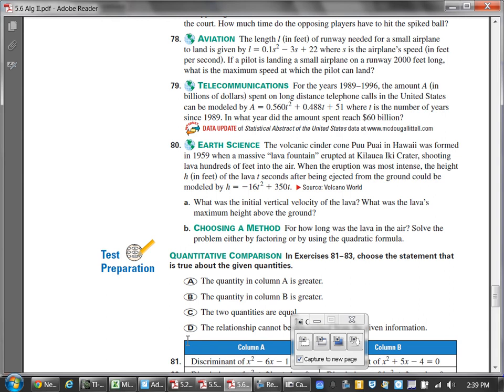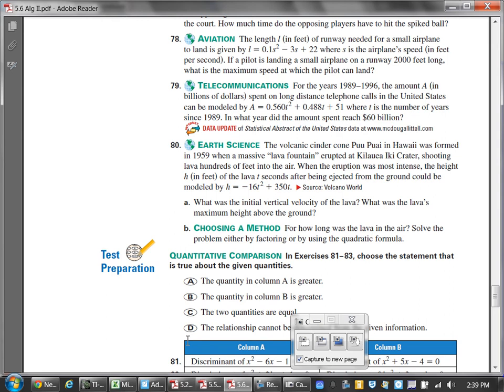Now be honest on this next one. Did anybody write out 60 billion to try to do the problem? Don't do that. It tells you, this is the dead giveaway here. It says the amount A given in billions means this is 51 billion. Don't put all those zeros in, guys. It's just a big pain to try to do it that way.